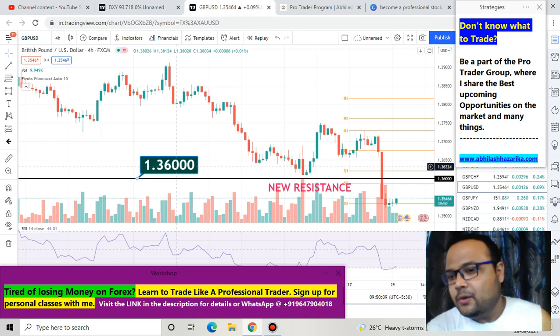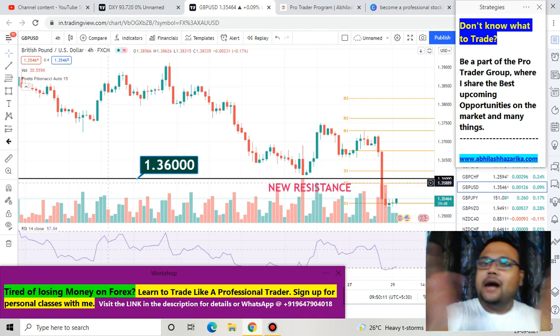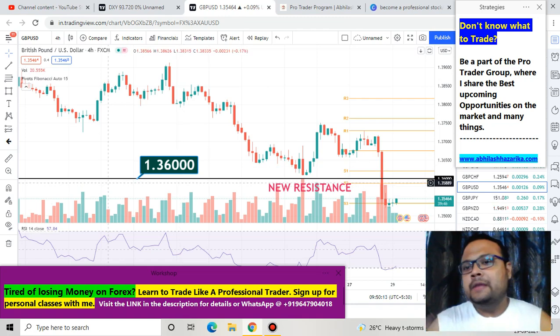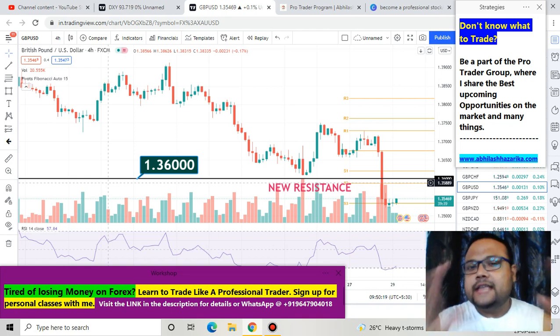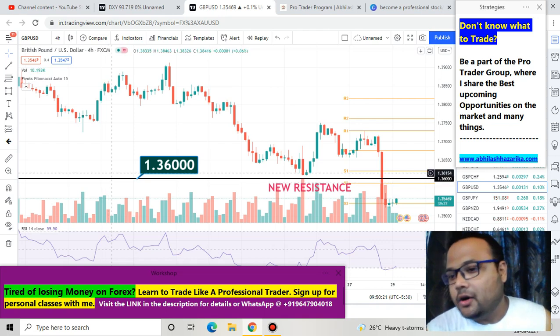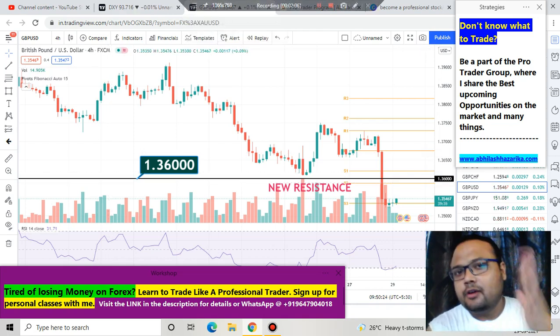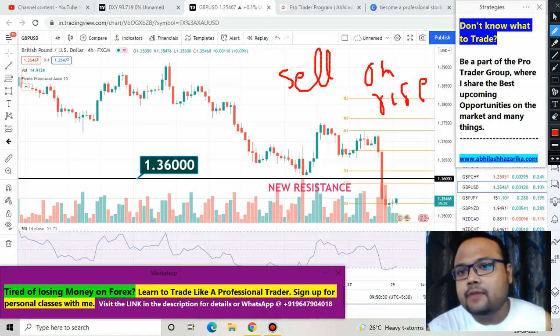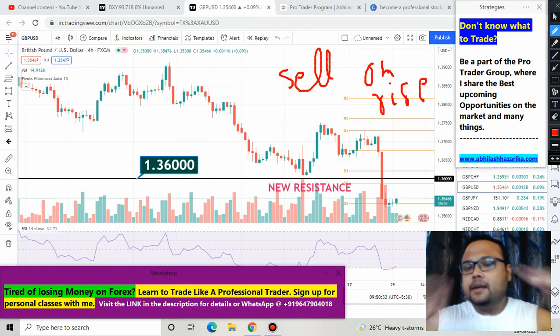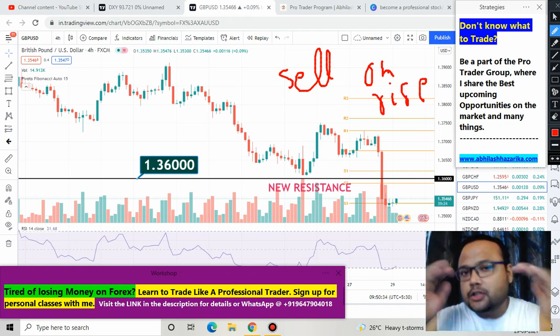And if you ask me what should be our strategy for GBP USD, then I can say that in this market scenario, whenever we witness this kind of selling pressure on the market, the only strategy that we should follow is sell on rise. It means that whenever the market goes up and hits a particular resistance level, we will short the market.